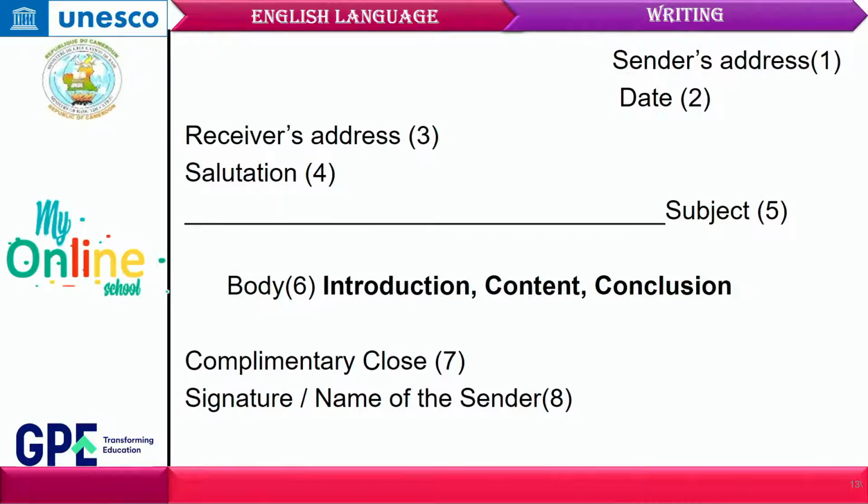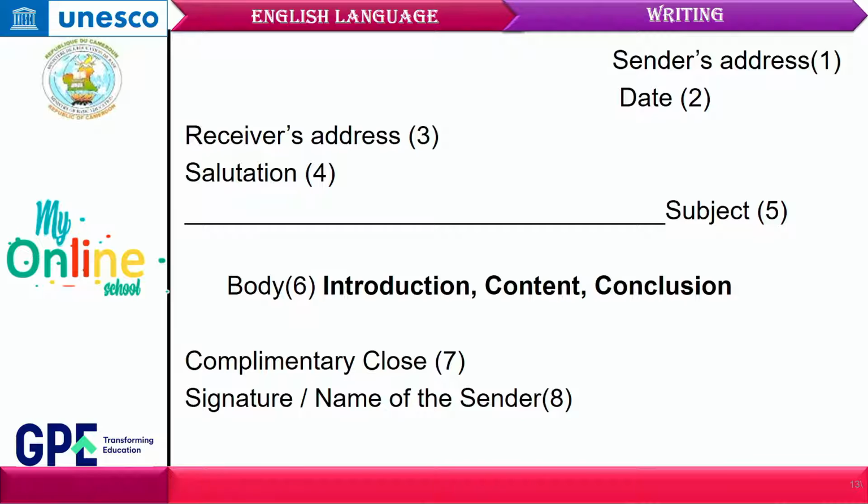You have number 1, the sender's address, on the top right-hand corner of your page. You have the date, which is number 2, just below the sender's address. Then you move to the left, just below the date, and write the receiver's address. And then you put the salutation just below the address.